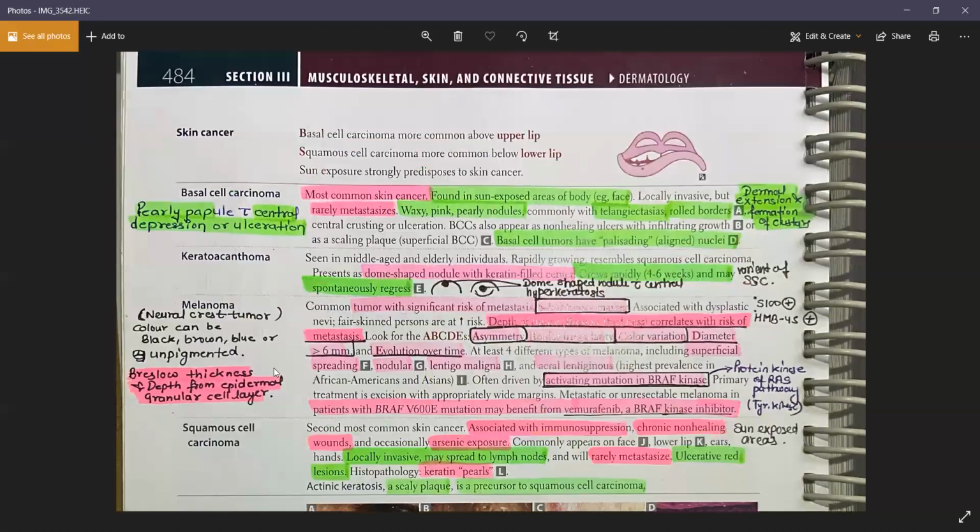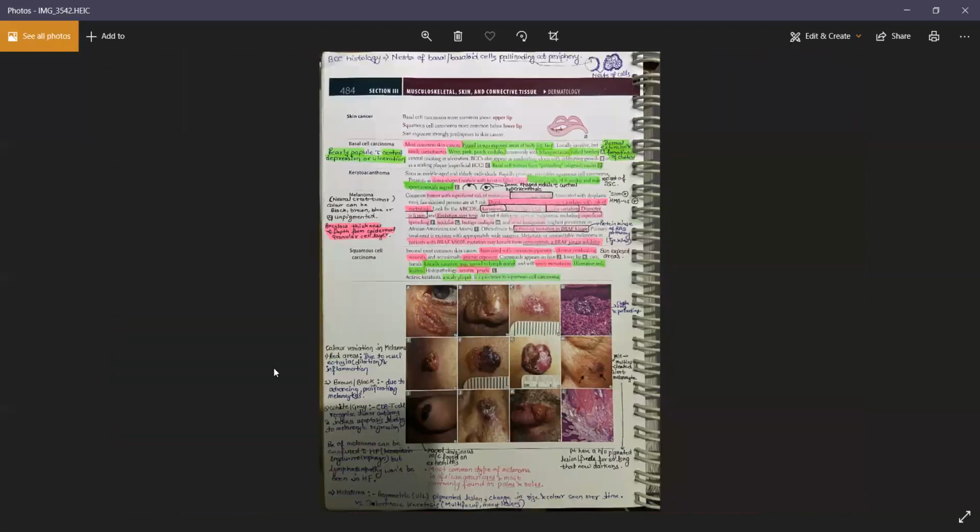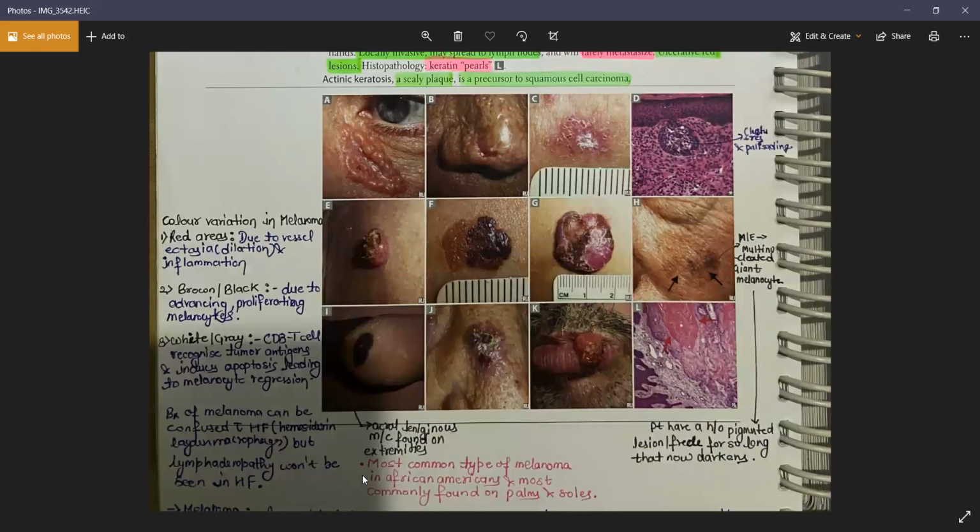Okay, so any doubt on this page so far? No, thank you. Okay, so I think, yeah, I've covered everything on that page.